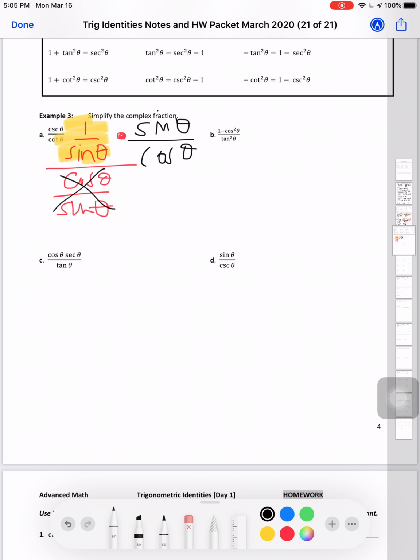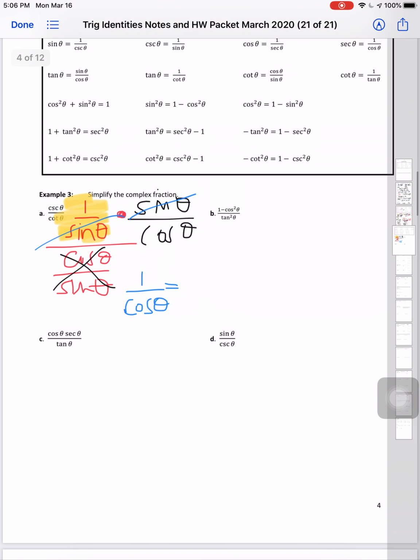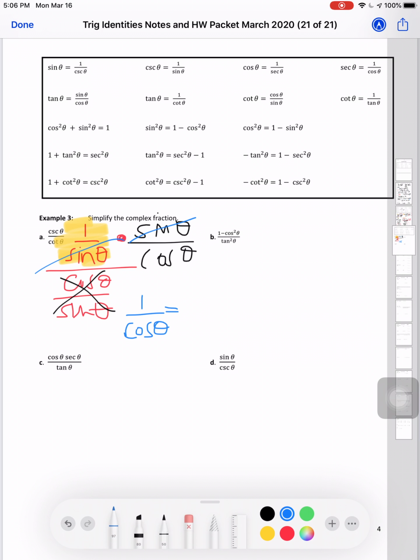Then what we see is the cosines are going to cancel out from here to here. So we're going to go ahead and cancel those out. And that leaves you with 1 over cosine of theta and 1 over cosine of theta. From the identities in the box above, 1 over cosine of theta is secant of theta.